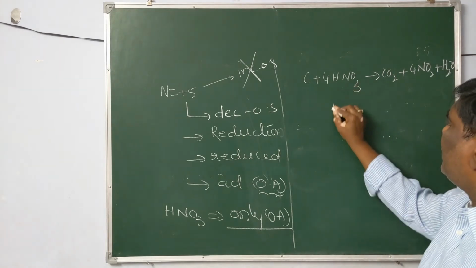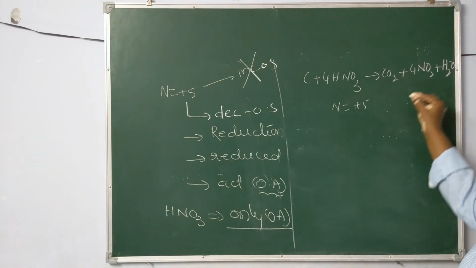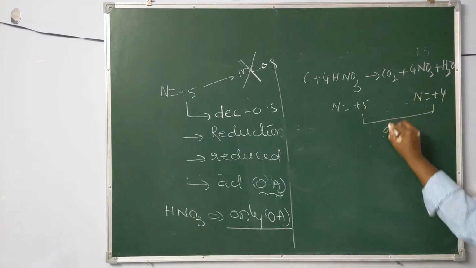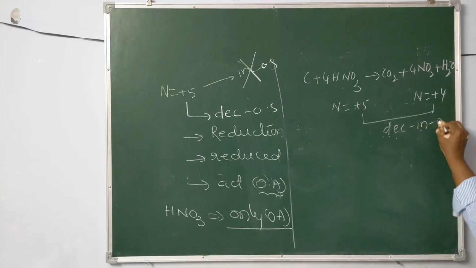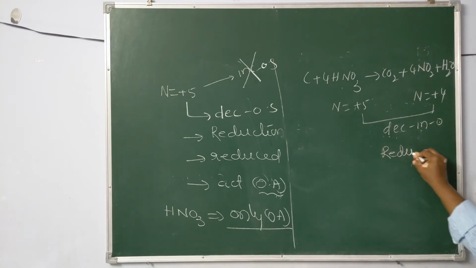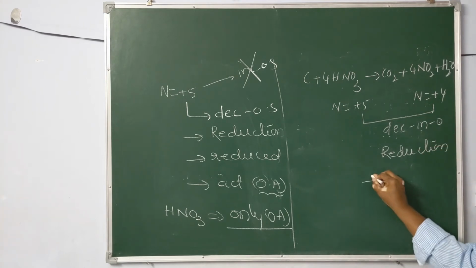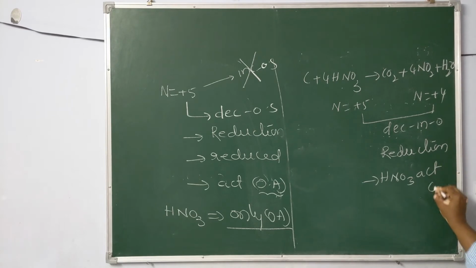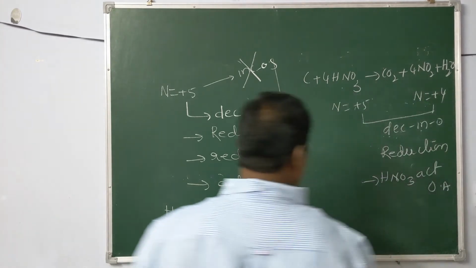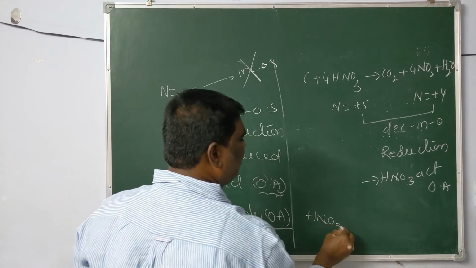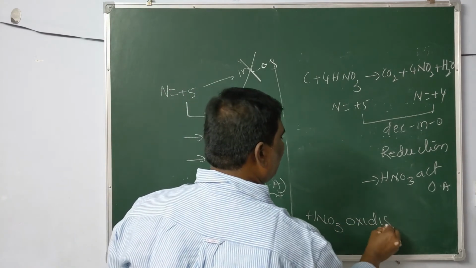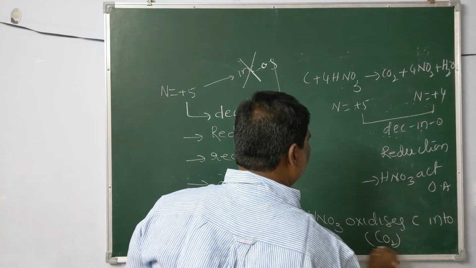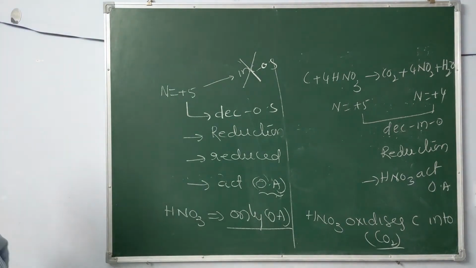In this case, nitrogen is +5 here, whereas nitrogen is +4. Plus 5 is decreased. Decrease in oxidation state is called reduction. Thus, HNO3 acts as an oxidizing agent, or we say HNO3 oxidizes carbon into carbon dioxide.